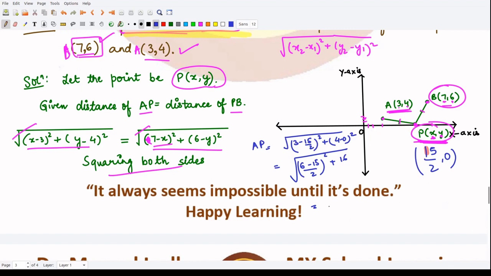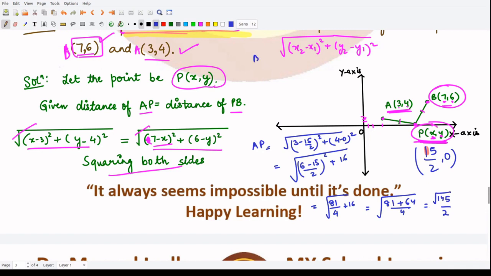So you have to square the 9. 9 square is 81, divided by the square of 2, which is 4, plus 16, under the square root. When you solve and simplify this, it would be 81 plus 64 upon 4 under the square root. So it would be 2 here, and this would be 145, the square root of 145. Correct? This is for AP.